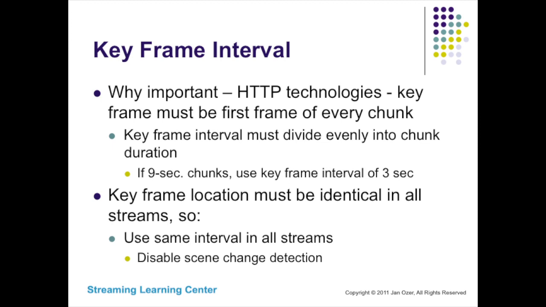And if it's a 9-second chunk, use a keyframe interval of 3 or 1 or 9. The other concept is the keyframe location must be identical in all streams. So use the same keyframe interval. We talked about that. And disable scene change detection. Right? So scene change detection gives the encoding tool the ability to insert a keyframe if there's a scene change. You typically want to disable that when you're encoding for adaptive streaming. You want regular keyframes because that works best within the stream switching structure.